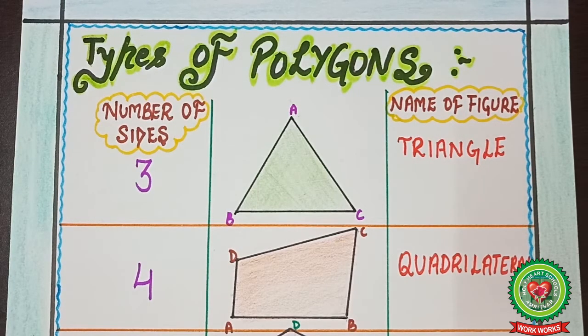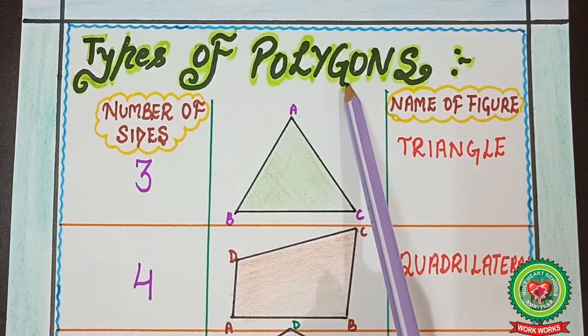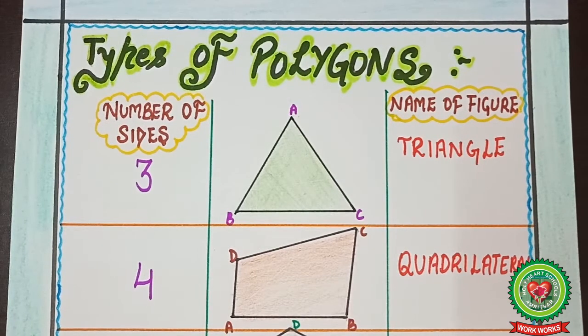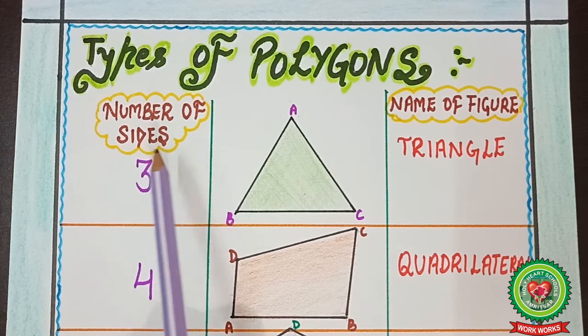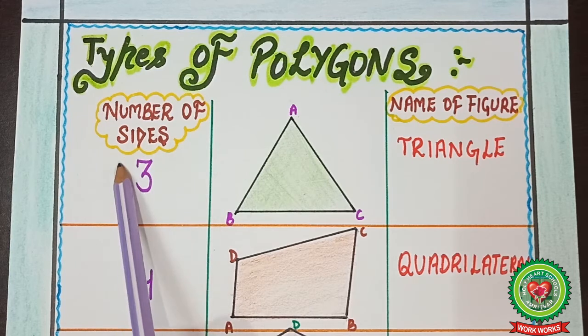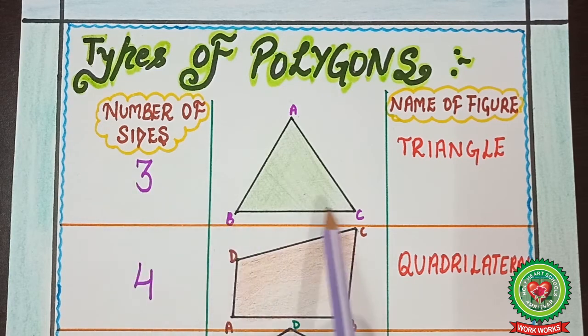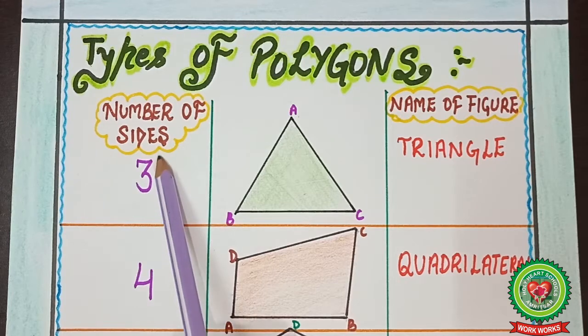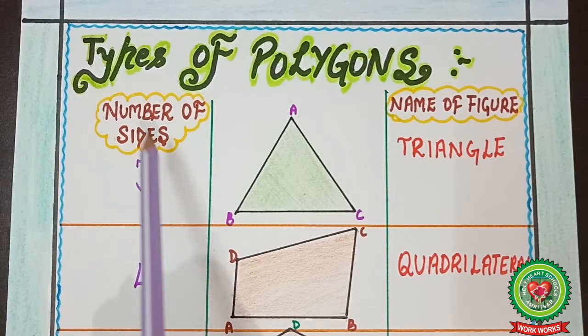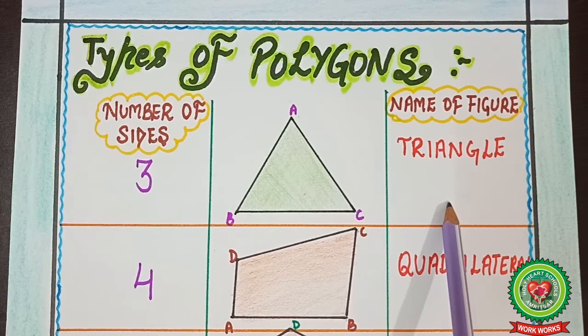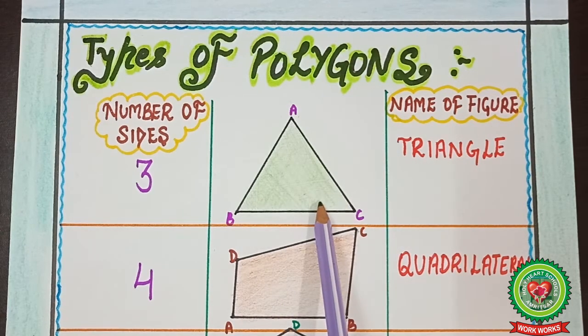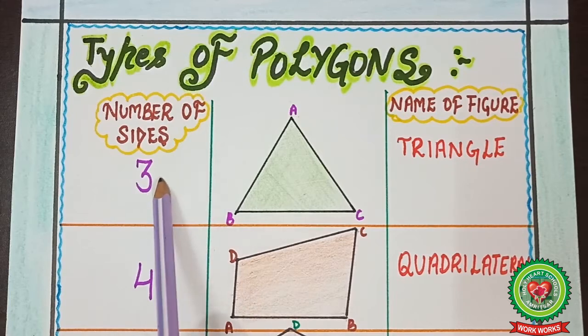So students, now we will talk about the types of the polygons. Right? So students, first of all, you should know that the polygons can be identified on the basis of their sides. Then you can give any name to that particular figure with the sides, right? So here I have made a chart for your understanding: in the first column I have written the number of sides, in the second column I have made a figure, and in the third column I have written the name of the figure, right?